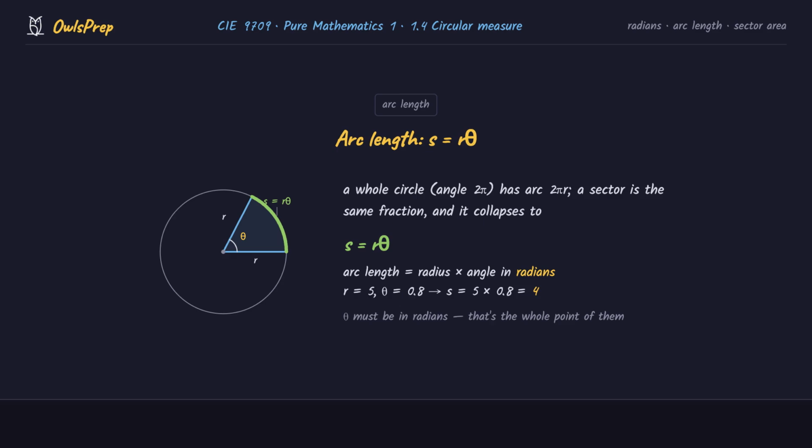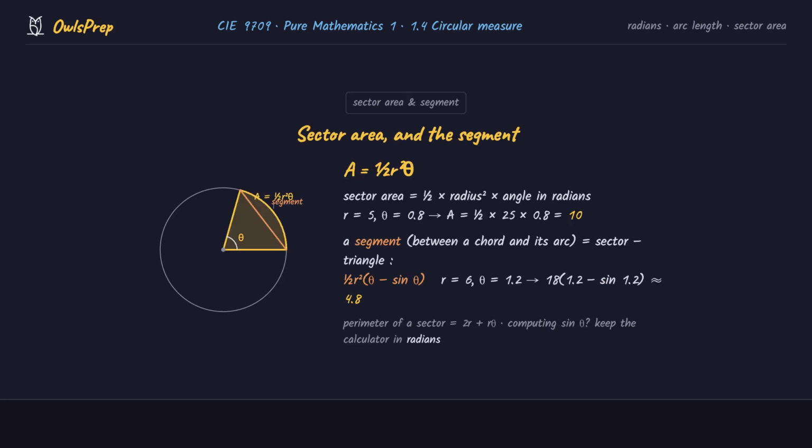For example, radius 5 centimeters and angle 0.8 radians gives an arc of 5 times 0.8. That's 4 centimeters. Notice the angle has to be in radians for this to work, which is exactly why we bothered defining them. Sector area works the very same way.